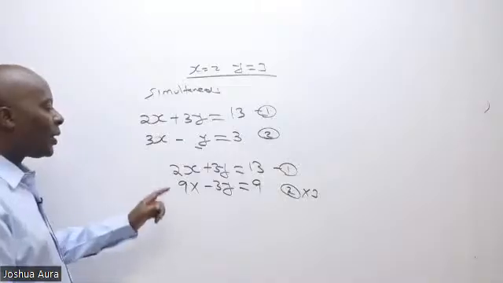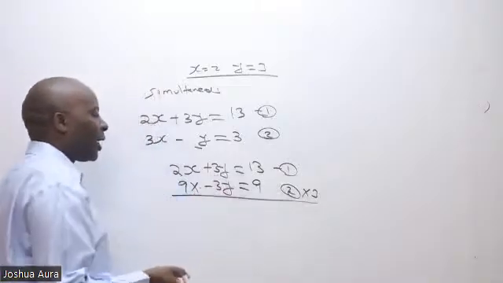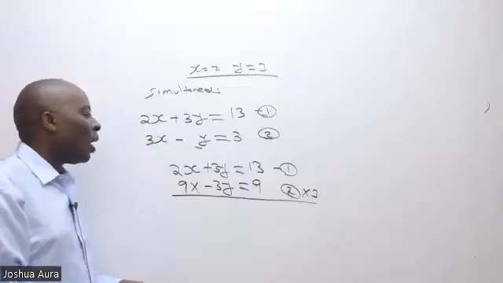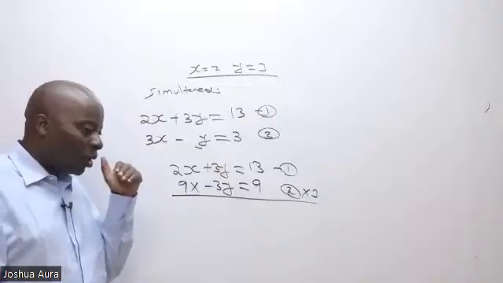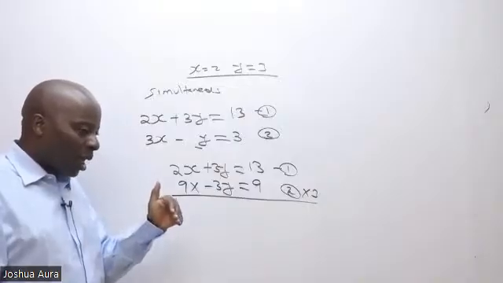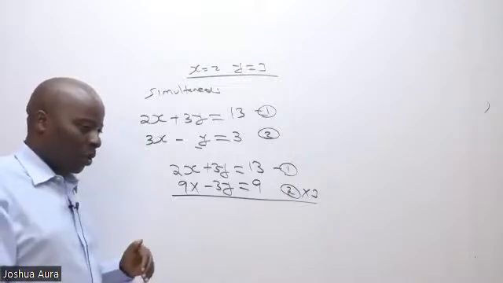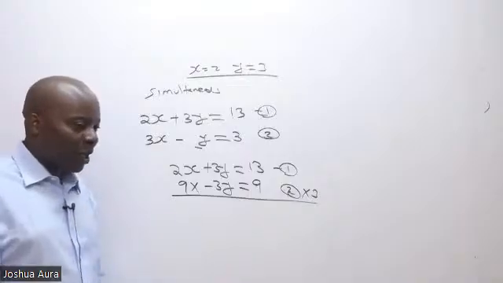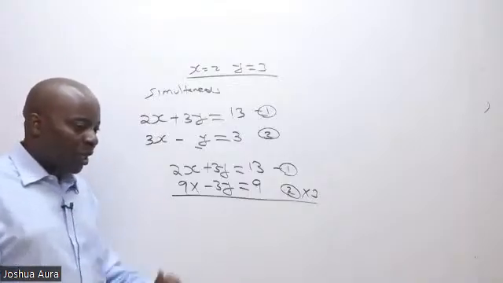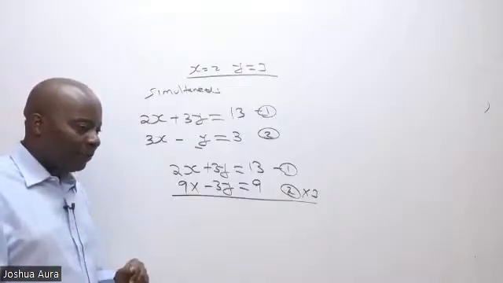So ladies and gentlemen, once I reach here, I'll be able to eliminate y. How do I get to eliminate y here? To eliminate y, should I add or subtract? I would want y to be killed to 0. How do I kill it to 0? Do I add or do I subtract?